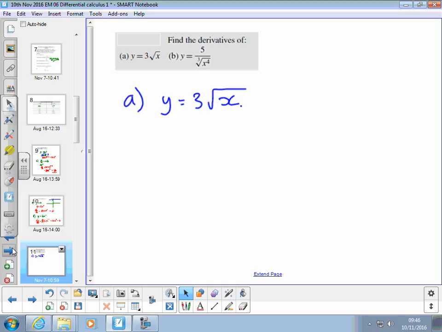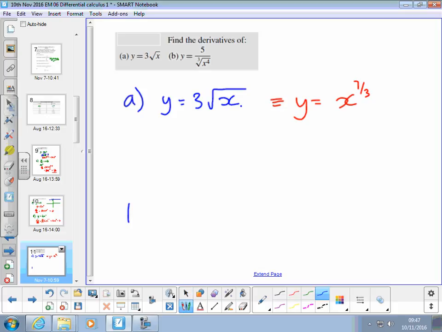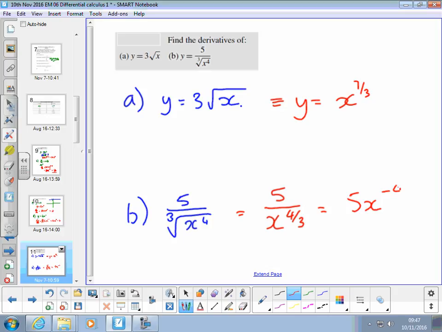Now we've got to rewrite that one so we can differentiate it. X to the 1 over 3. Now you can do it, can't you? What about the other one? B. We've got 5 over the cube root x to the 4. How can we rewrite that? Correct. Now you can differentiate it using the rules. So, a couple of minutes, finish off differentiation of those two functions.